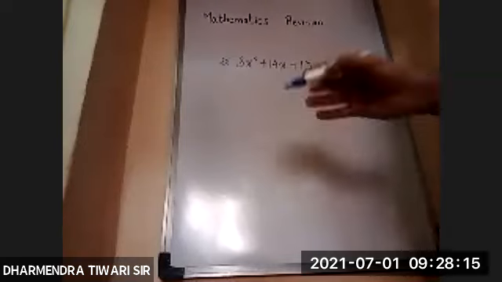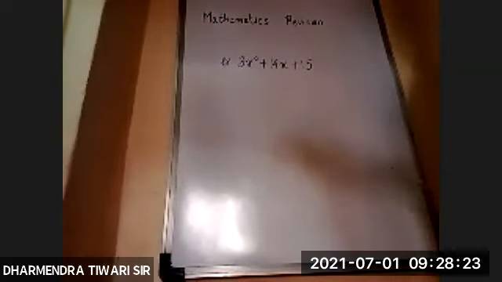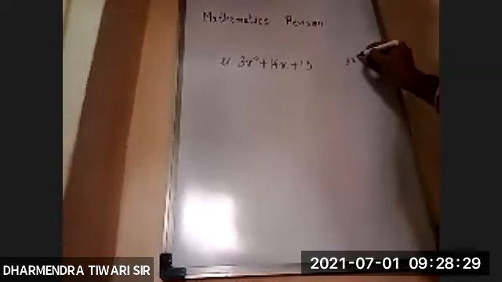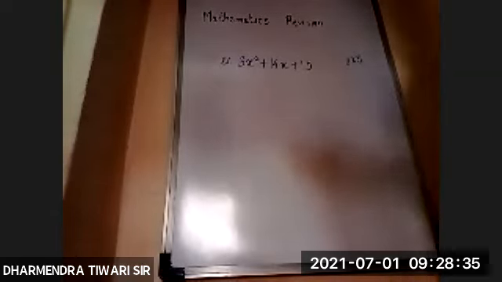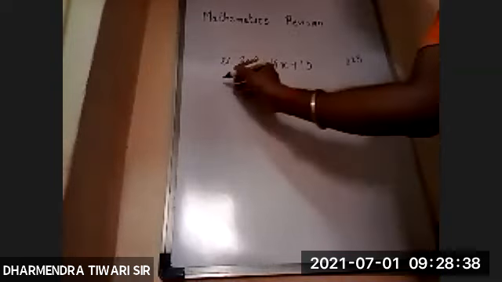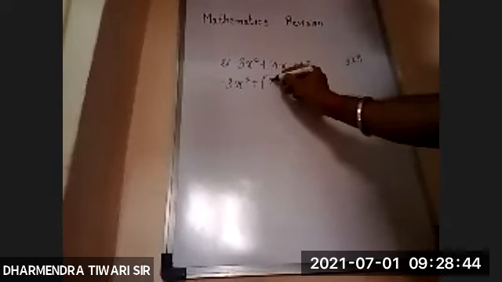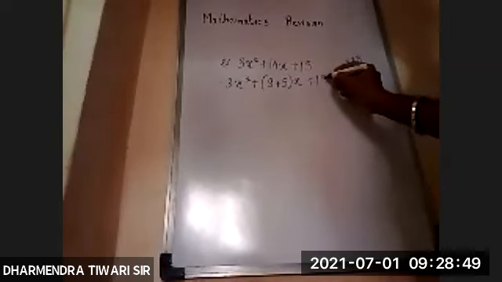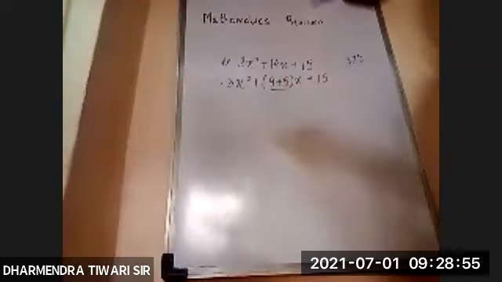3 15s are 45. Okay. Now split 45 into two numbers whose multiplication gives us 45 and whose sum gives us 14. Yes, 9 5s are 45. So we can write this as 3x square plus, in bracket, 9 plus 5 into x plus 15. As we can see, 9 plus 5 is 14, so things are the same, only the way of writing is different.